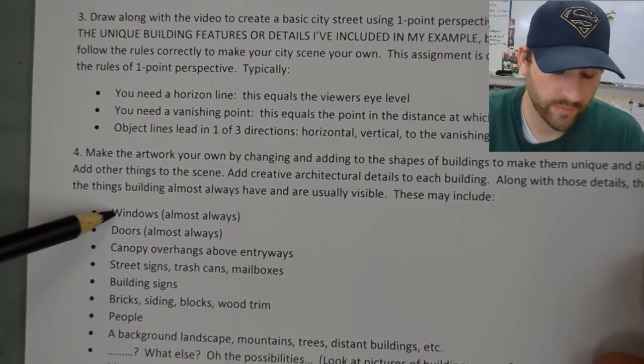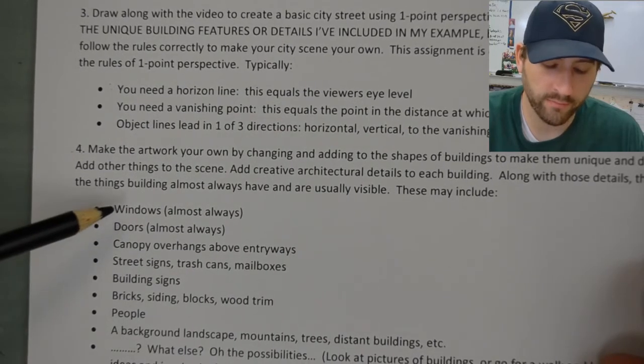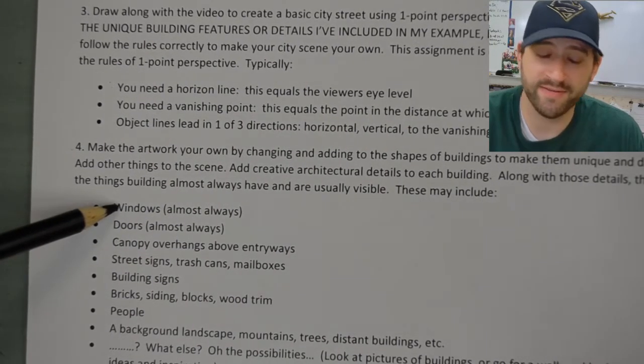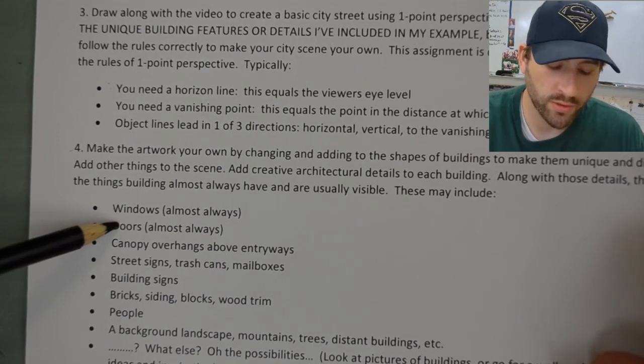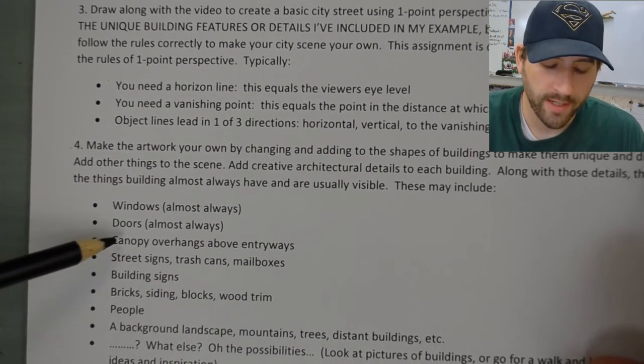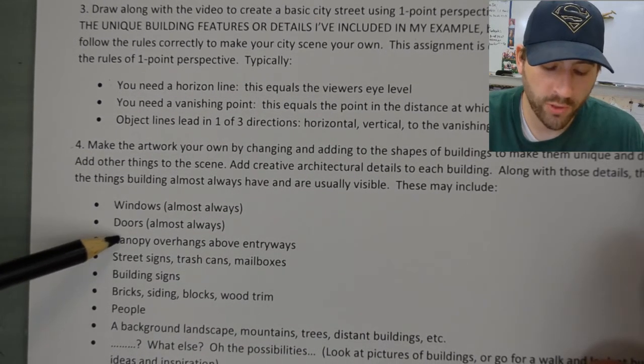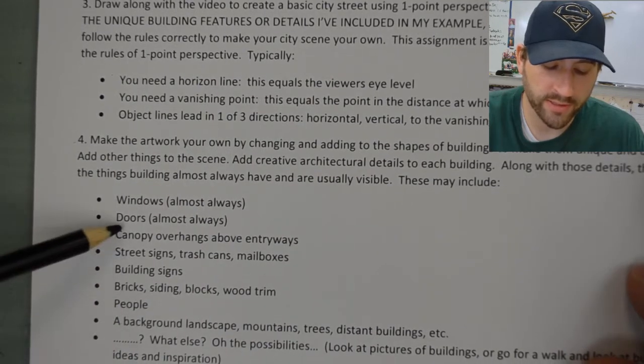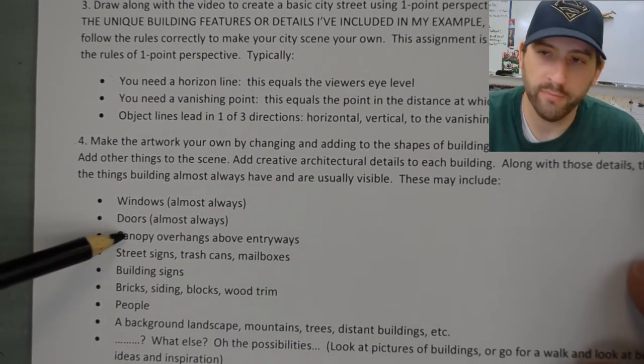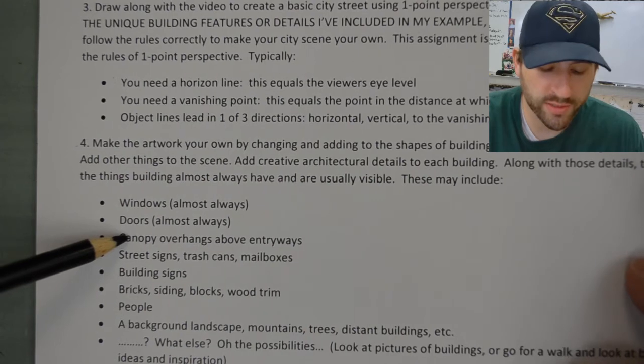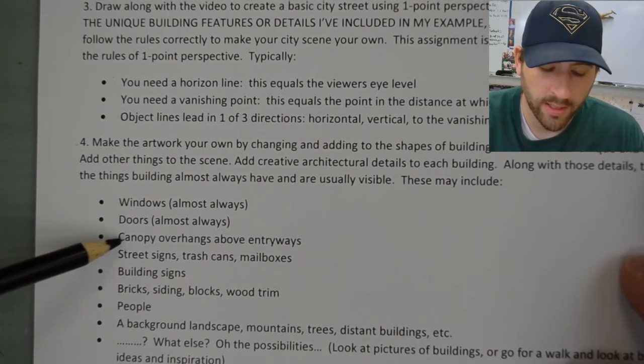Along with these details, think about the things buildings almost always have and the things that are usually visible. Windows are usually visible, and almost every building that I've seen has windows. Doors. These things are not always a part of buildings, but they're different details that you can add to make your artwork more interesting and unique and creative.